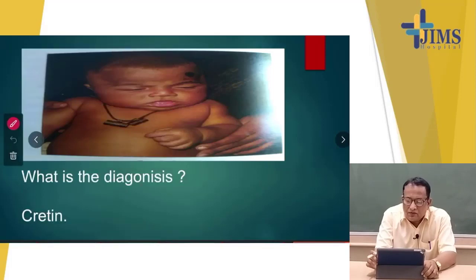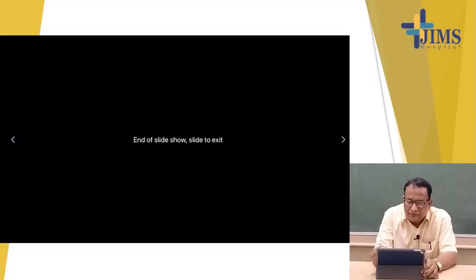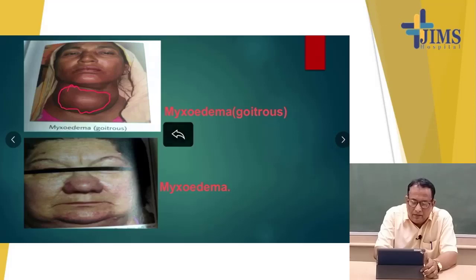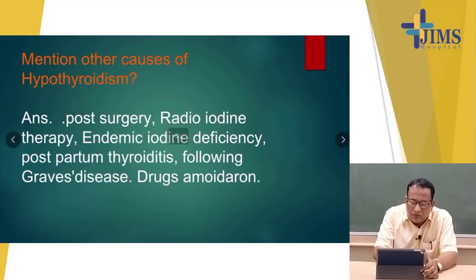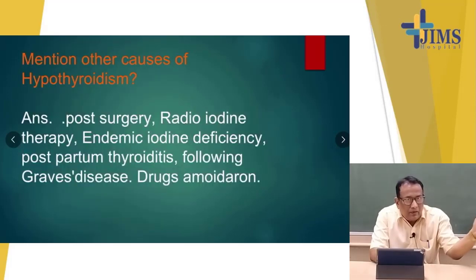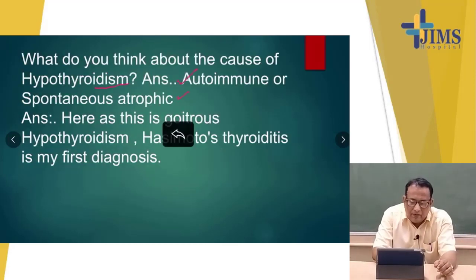Can you spot the diagnosis of this patient? This baby has got a protruded tongue, intelligence is poor, pot belly and hypothyroid. So this is a case of cretinism. So this is hypothyroid in a child, this is a case of cretinism or cretin. So I have shown you different cases of hypothyroidism.